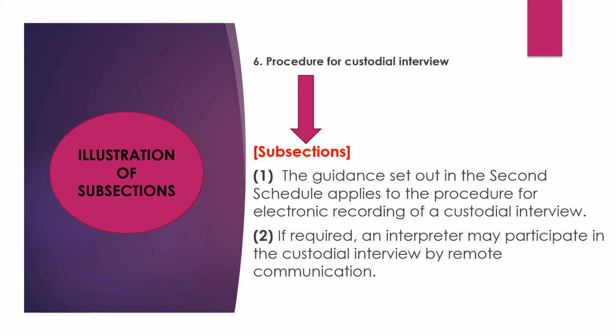We now have an illustration of subsections. Now we're going to go back up here again. We know this is our section number. This is our section heading. So section 6, section heading states procedure for a custodial interview, and we have here some subsections. Now, the way in which you can identify a subsection is that usually the subsection is represented by a number, and the number is contained in parentheses. So we have here 1, we have here 2. So in section 6, we have 2 subsections, subsection 1 and subsection 2.